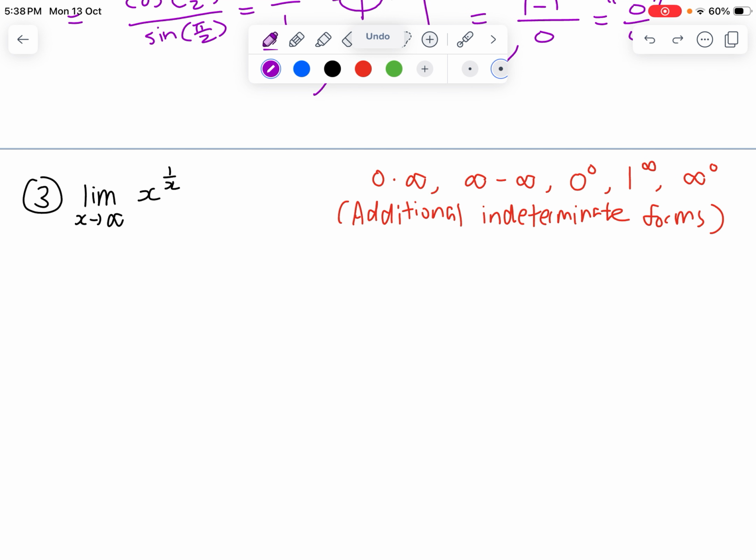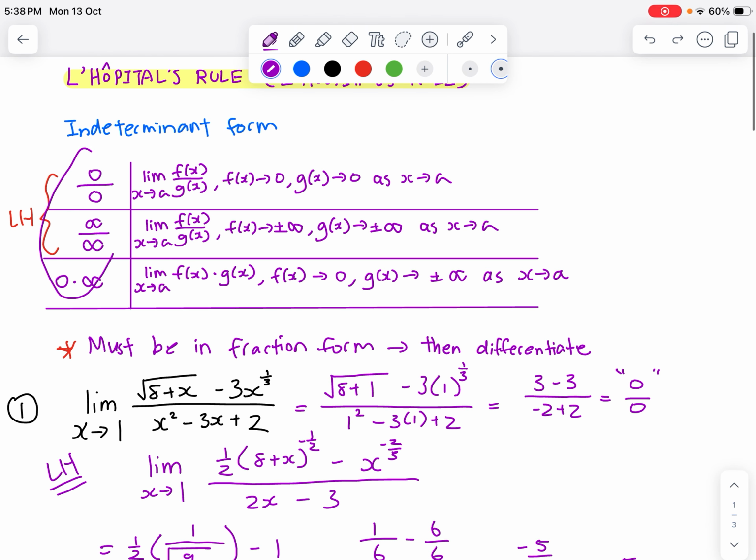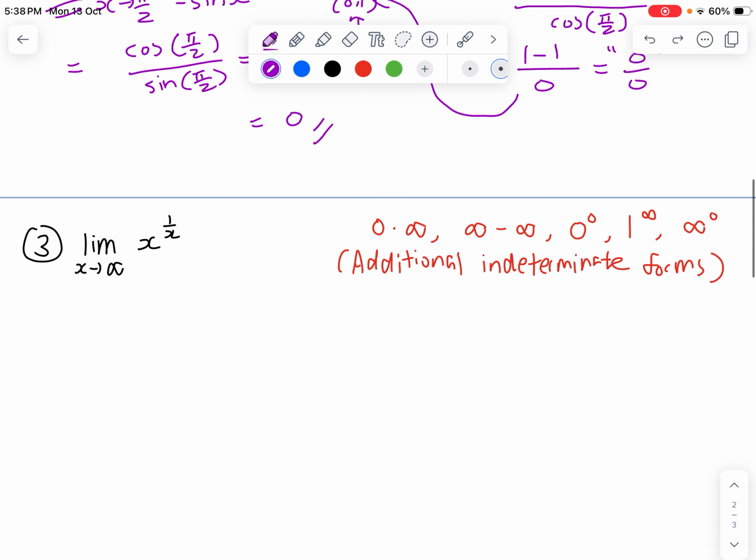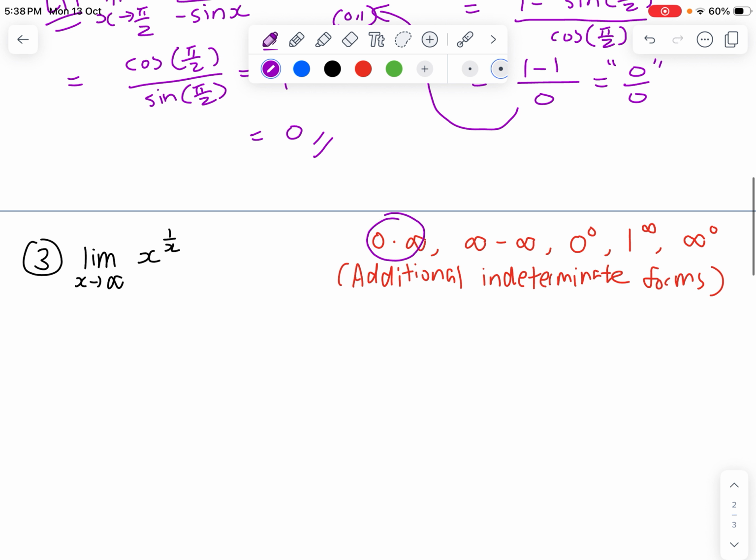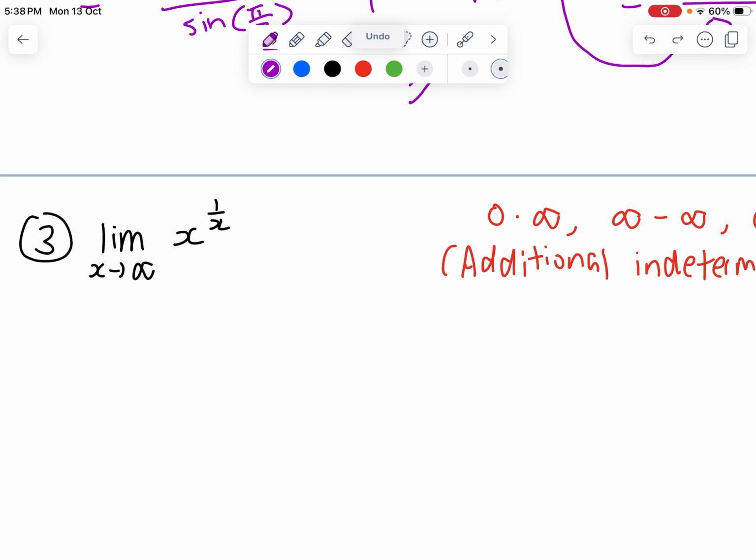We have even more additional indeterminate forms. Earlier, those three were the main ones, but we have additional indeterminate forms, which are 0 times infinity, infinity minus infinity, 0 to the power of 0, 1 to the power of infinity, and infinity to the power of 0. So here, notice that as x approaches infinity, the x, if we look at the graph of x, goes to infinity.